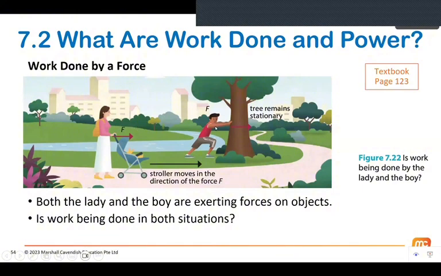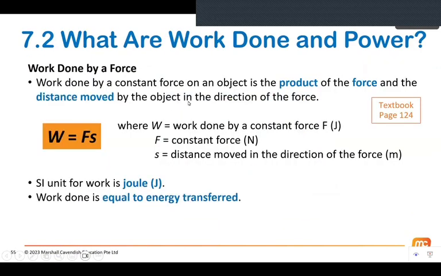But in this case, for the boy, there's no work done, because although he applies a force, or even a larger force, the tree doesn't move. The tree does not move in the direction of the force, so there is no work done. So in physics, okay, work is done. The formula for work done is force times distance moved by the object in the direction of the force.